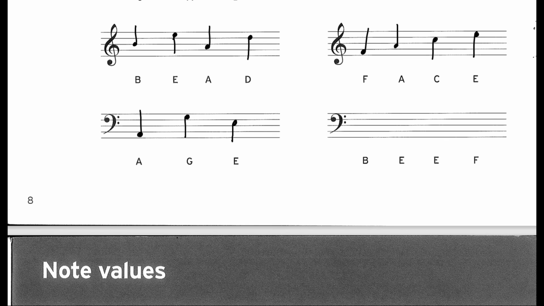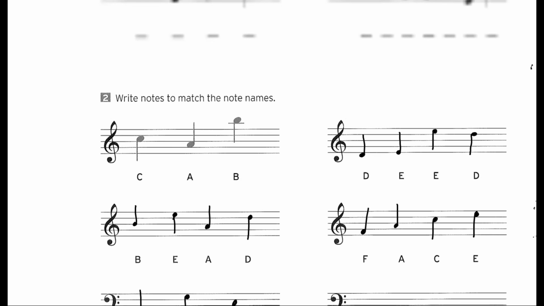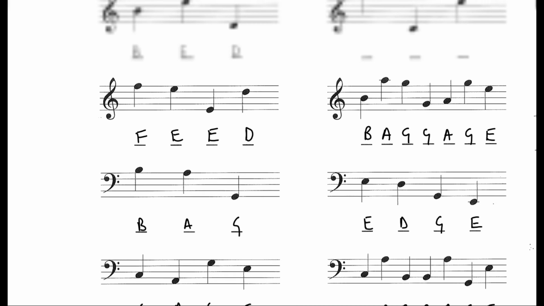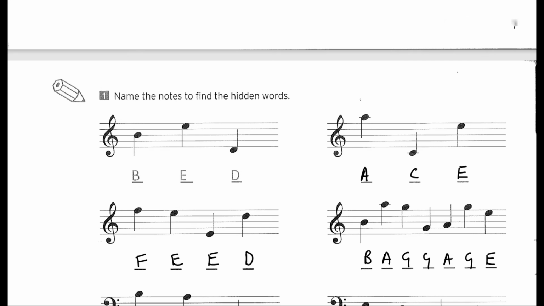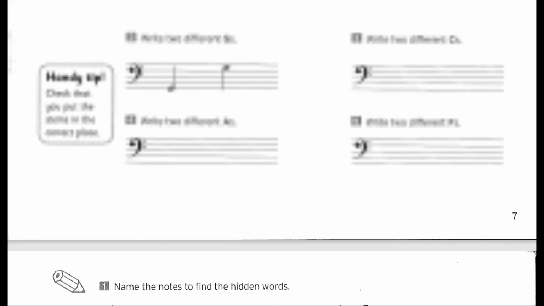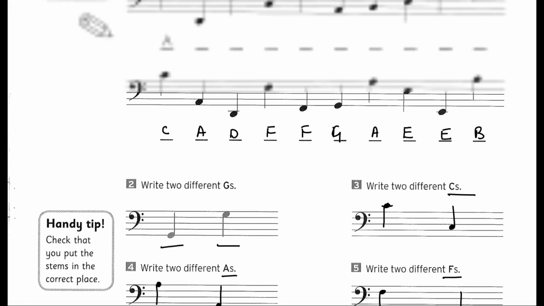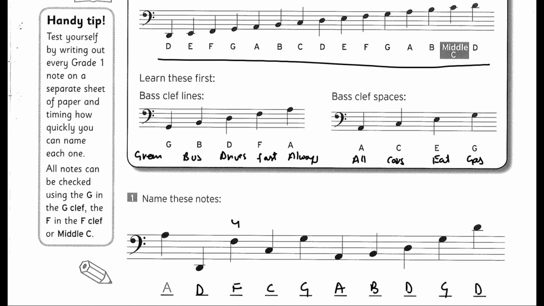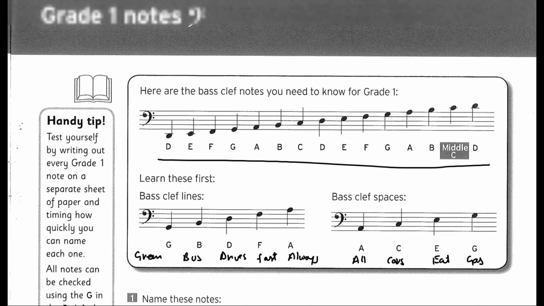I hope you have understood all the notes on both the clefs. If not, practice them, read them, remember the formula, and then practice them on your own. If you still have any doubts, let me know. Give your message in the comment section, so I'll try to help you out over there.